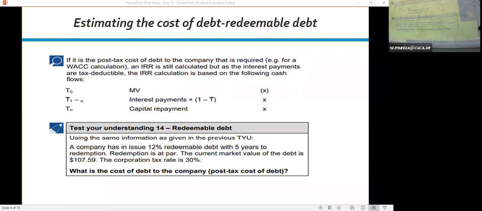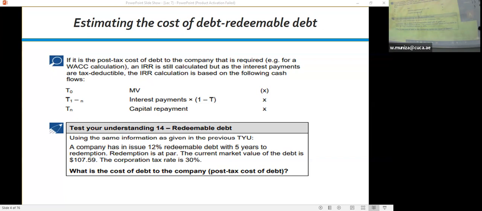Now let's do this understanding number 14. What is the cost of debt to the company, that is post tax cost of debt? Now students, they are again asking us to calculate the cost of debt to the company. But now in our calculations, we are going to include the tax also. So it is going to be done in the same way as you have done the previous question. You have taken two discount rates in order to calculate IRR, 15% and 20%. You can do the same calculations, only you are going to change the cash flows regarding interest.